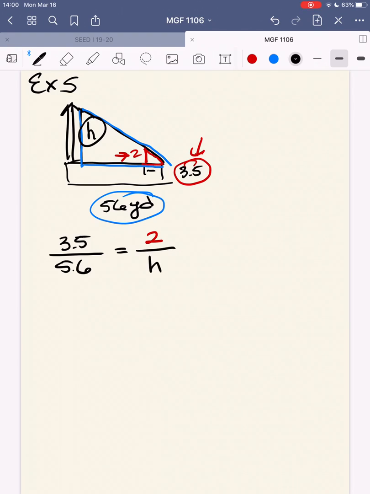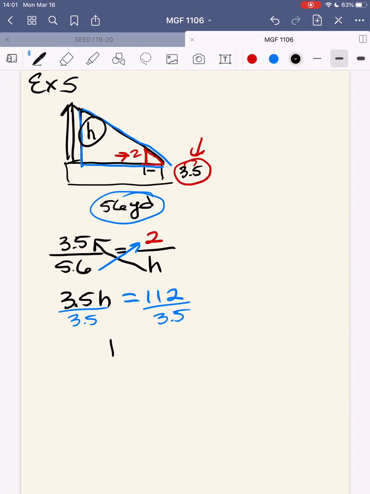Okay, and then I just have to cross multiply. All right, so I have 3.5h from cross multiplying this direction. When I cross multiply the other direction, I get 112. And then if I divide by 3.5, h is equal to 32. Everything is in yards, so I need to write yards on there.